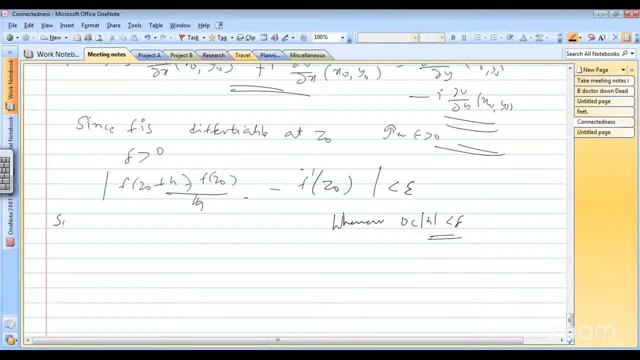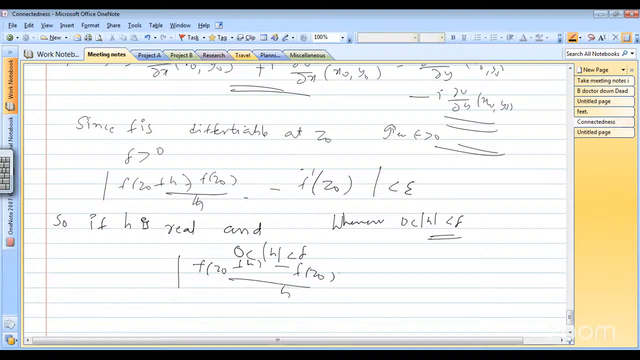Take h real, with 0 less than modulus h less than delta. Then we have the modulus of f of z naught plus h minus f of z naught, divided by h, minus f dash of z naught, less than epsilon.